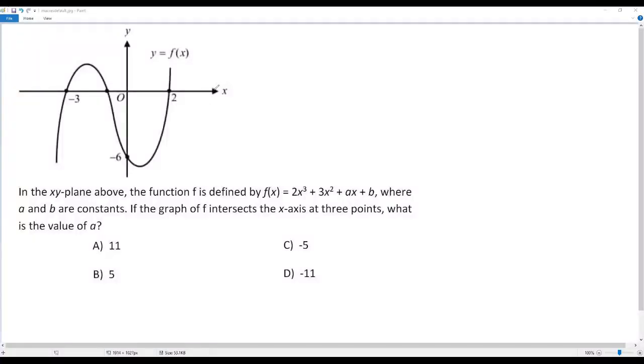In the xy plane above, the function f is defined by f of x equals 2x cubed plus 3x squared plus ax plus b, where a and b are constants. If the graph of f intersects the x-axis at 3 points, what is the value of a?